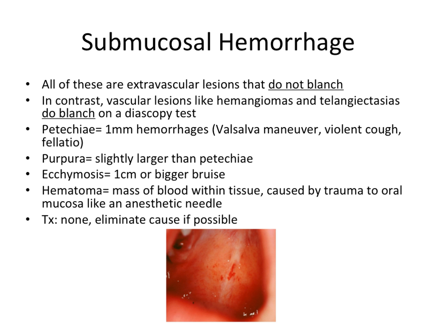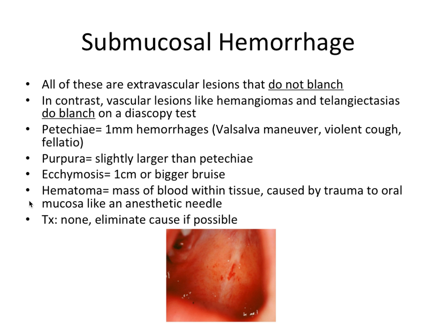The same thing with blanching. If blood is in the vessels, you can move it around and make the tissues pale by holding pressure over it. But as soon as blood is extravasated into tissues, you can't do this any longer. So we can think of it in terms of extravascular and vascular lesions. Vascular lesions like hemangiomas, which we talked about in the previous video, and telangiectasias, which we'll talk about in a future video, do blanch on a diascopy test, which is basically what I was talking about, putting pressure on these areas to see if the tissues go pale after a little bit.